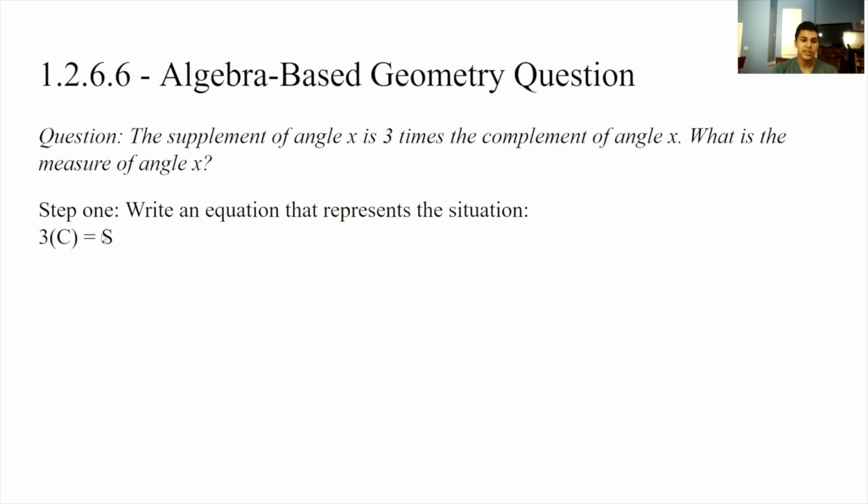So what that means is I wrote c to represent the complement of the angle x, and I wrote s to represent the supplement, because it says the supplement of an angle x is 3 times the complement of an angle x. So in that case, 3 times the complement should equal the supplement of that angle. So this is my equation that represents the scenario. 3 times c, which is our complement, equals s.